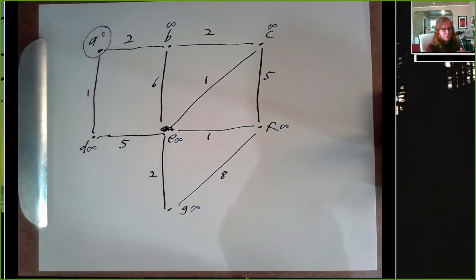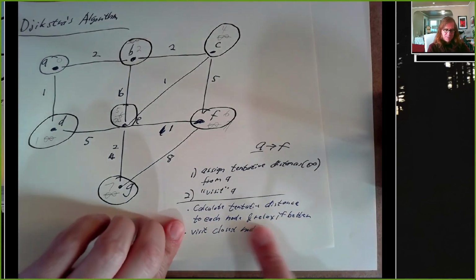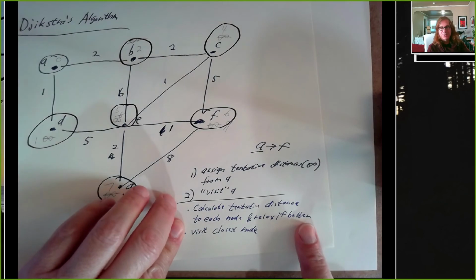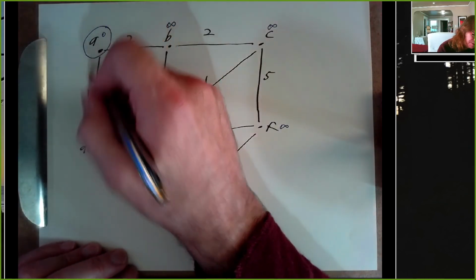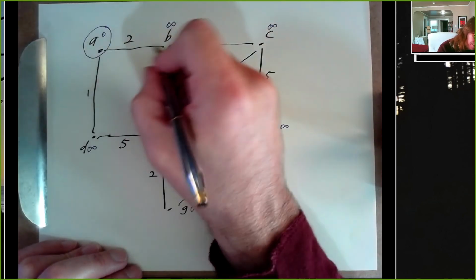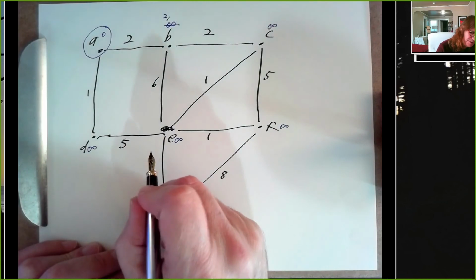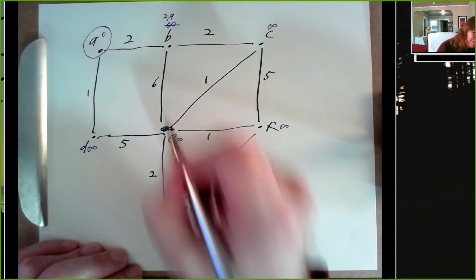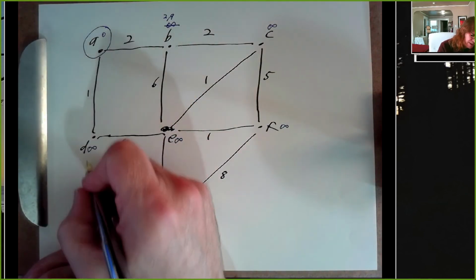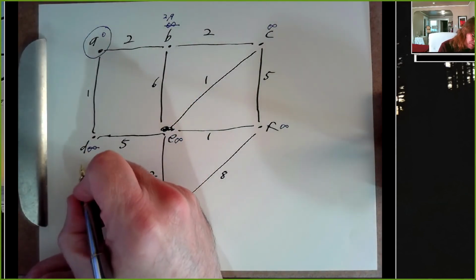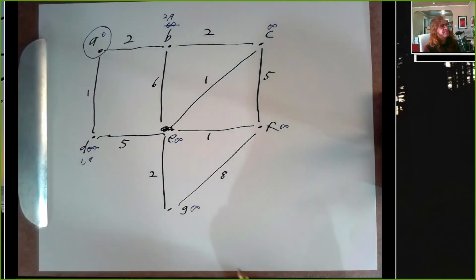All right. So what are our two steps? Relax the nodes that are adjacent to the node we just visited, and then visit the closest node. So relax the nodes that are adjacent to A. So 2 is better than infinity, so I'm going to replace this with a 2, and I'm going to list the node that I came from, which was A. And 1 is better than infinity, so I'm going to replace this with a distance of 1, and I'm going to list the node I just came from, which was A.